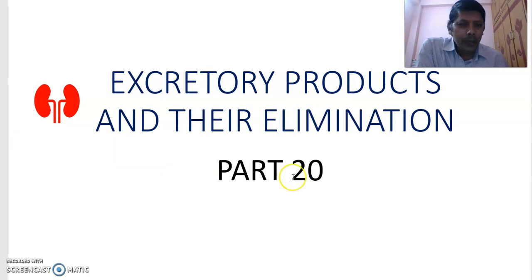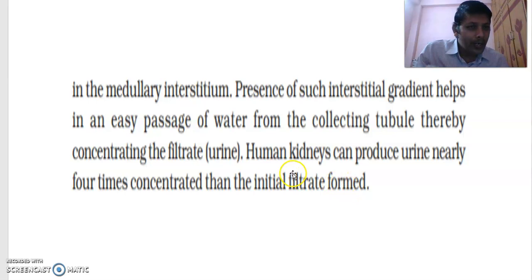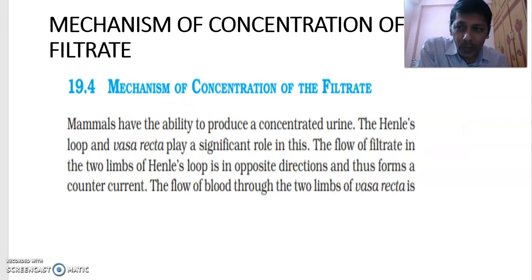In the previous part, the 19th part, I started this topic: mechanism of concentration of filtrate. Mammals have the ability to produce concentrated urine. Our urine osmolarity is 4 times higher than the initial filtrate formed and the blood osmolarity, which is 300, whereas urine osmolarity is 1200.